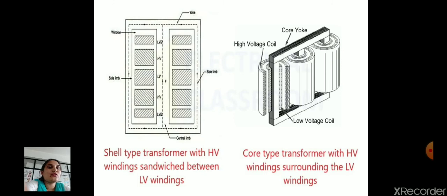And see this, in core type of transformer, the cylindrical type of windings are used. Again there is a low voltage winding placed nearer to the core, and the high voltage winding is outside of that core. So this is about the windings used in core and shell type of transformer.